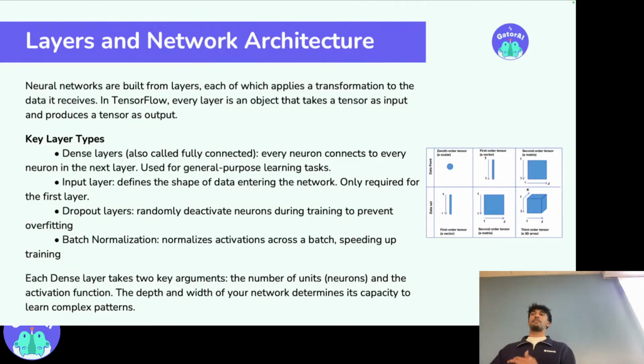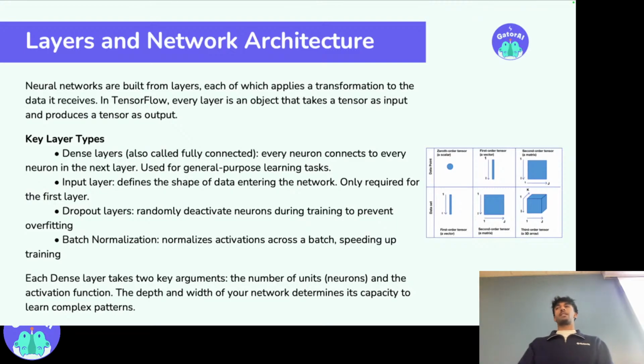The most fundamental layer is dense, also called a fully connected layer. In a dense layer, every single neuron is connected to every neuron in the next layer as well. You create one with two key arguments: the number of units, which is how many neurons it has, and the activation function.